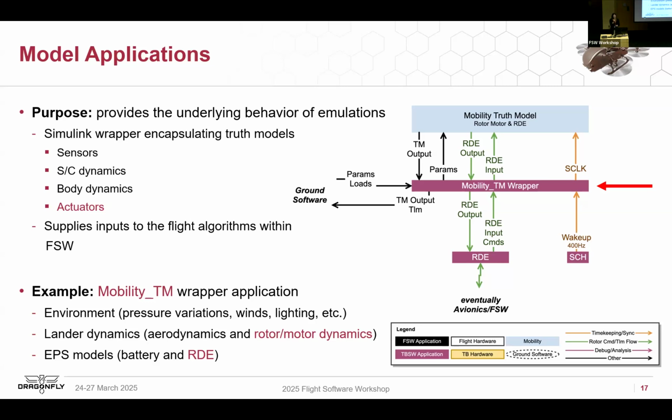And then you can see our RDE emulation, which I'll talk about next, is going to be flowing data from the avionics and flight software, specifically RDE commands from the MGNC algorithm into the RDE, into the mobility truth model wrapper, into the truth model, which then calculates what the correct RDE output would be in flight and out back to the avionics and flight software.